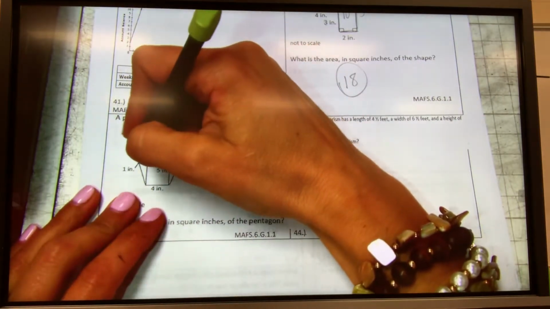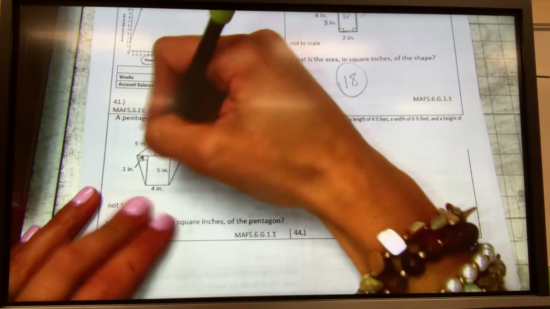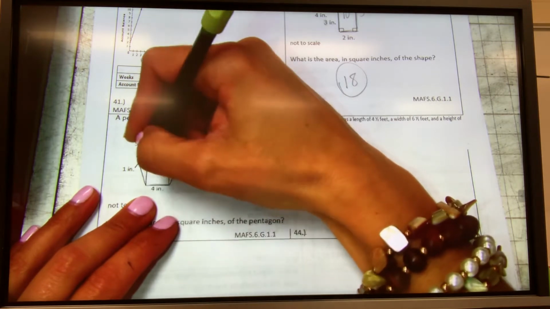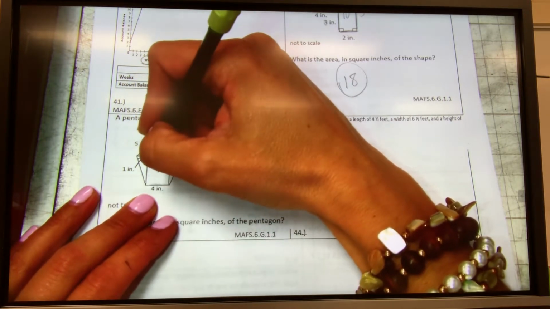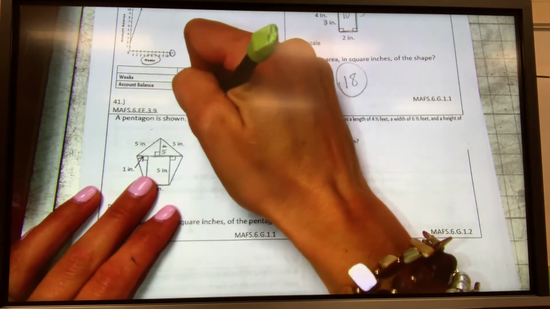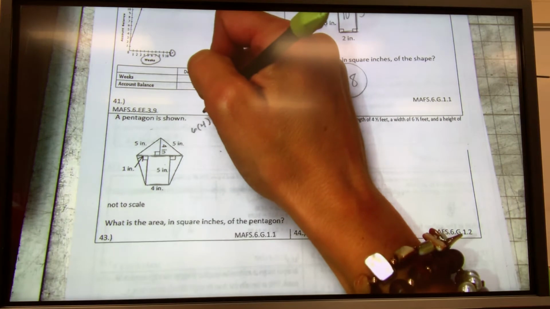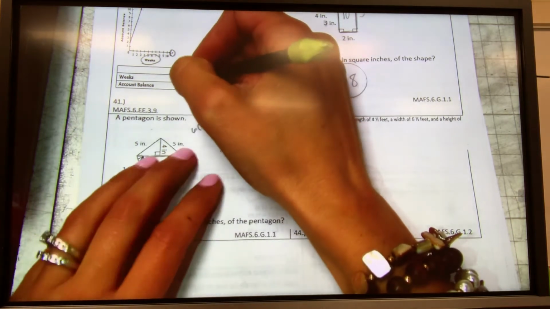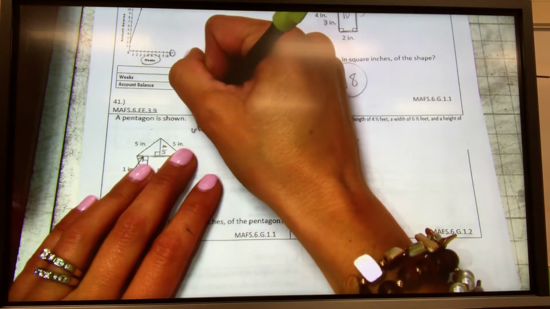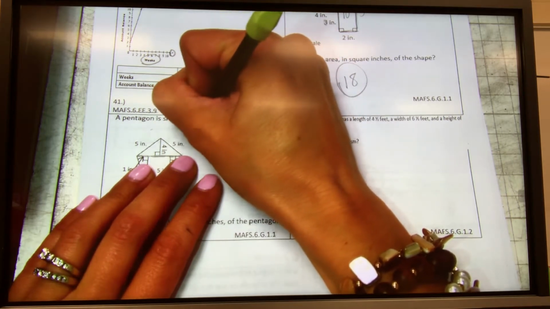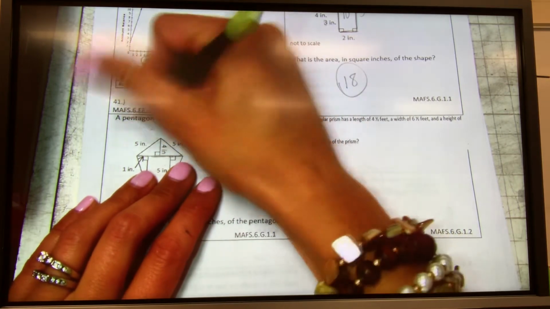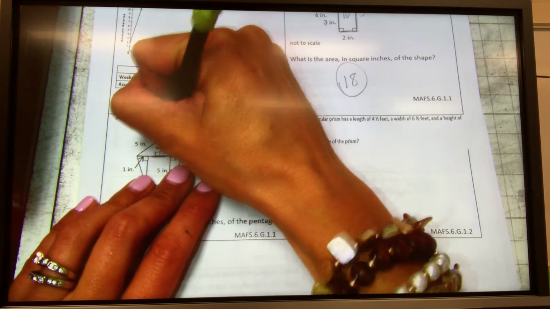So if this is 1 and this is 1 and this is 4 because of here. So 4, 1 and 1 made 6. 6 times 4. Okay, 6 times 4 gives me an answer of, well, I'm halving that because this is a triangle. So 6, half of 6 is 3, and 3 times 4 is 12. So this section right here is 12.